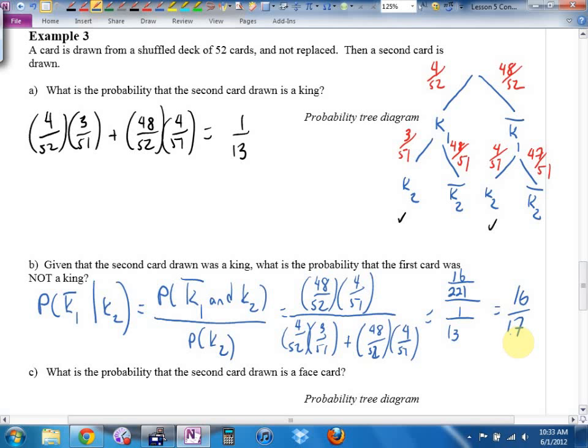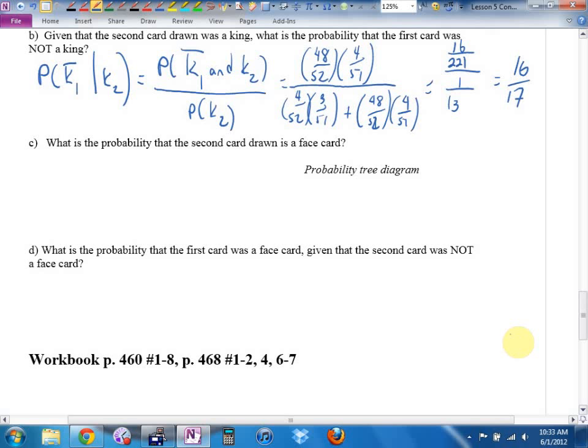If you have a king, where's my deck of cards? Right there. If I pick one card, don't know what it is, and I pick a second card, and that second card ends up being a king, there's a 16 in 17 chance that this is not a king. Might have been. 1 in 17 chance that it might have been. I grabbed that first card randomly, even though I looked for that second card.